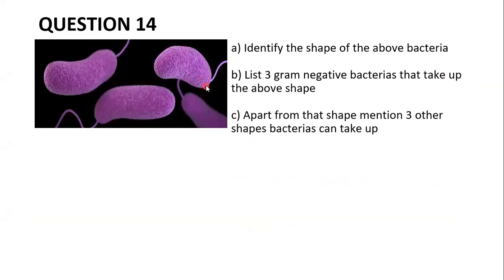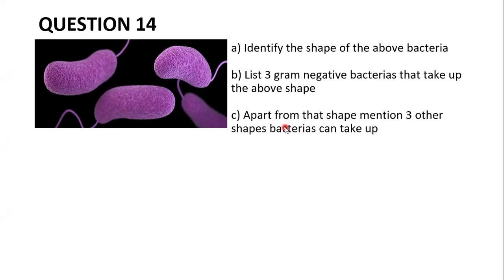We go to next. Identify the shape of the bacteria. So this one, you just had to comment, okay? Name 3 gram-negative bacteria that take up the above shape. Then apart from the shape, mention 3 other shapes bacteria can take up. So if you were to do a workup, answers on the chat. If you were to do a workup, remember how we classify gram-negative bacteria?